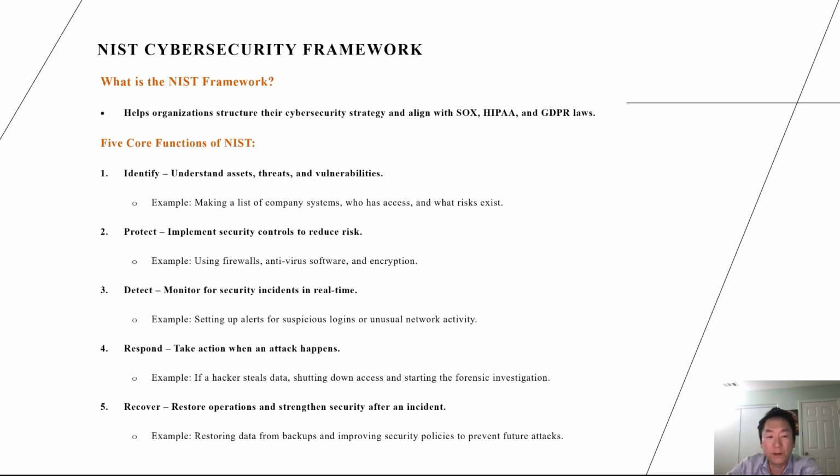There are actually 5 core functions of NIST. First is identify, second is protect, third is detect, fourth is respond, and fifth is recover. Identify tries to understand our assets, threats, and the vulnerabilities of our infrastructure. Protect means implementing security controls to reduce risk. Detect means monitoring for security incidents in real time. Respond is taking action when an attack happens. Recover is restoring operations and strengthening security after such an incident happens.